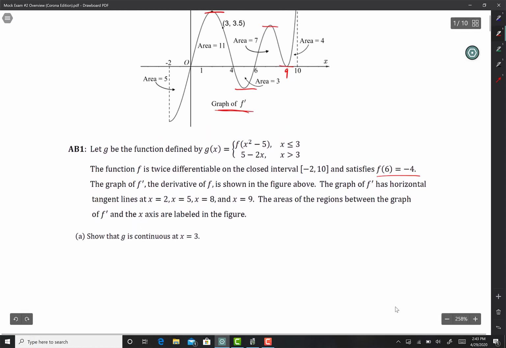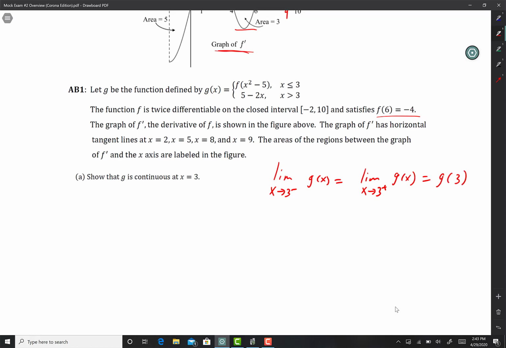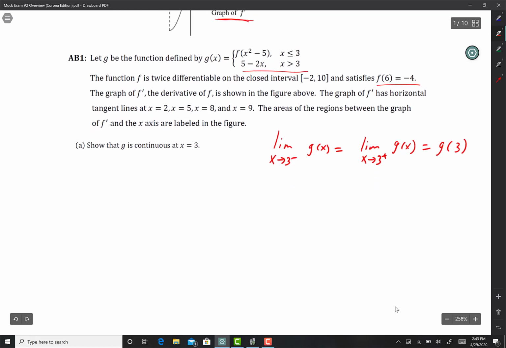Alright, guys. To show that you're continuous anywhere, it's this definition. So the limit as x approaches 3 from the left-hand side of g of x must equal the limit as x approaches 3 from the right-hand side of g of x, which must equal g of 3. All right, so it looks like I can do the right-hand side pretty quick, so I'm going to start with that one.